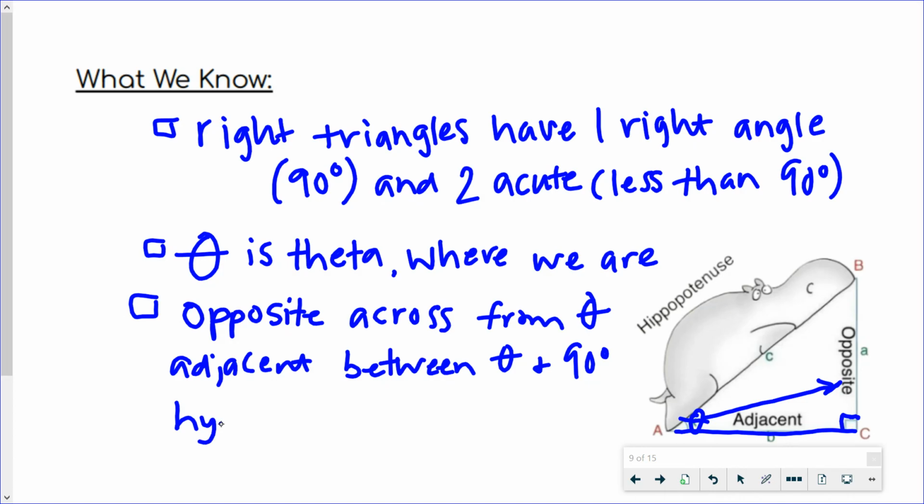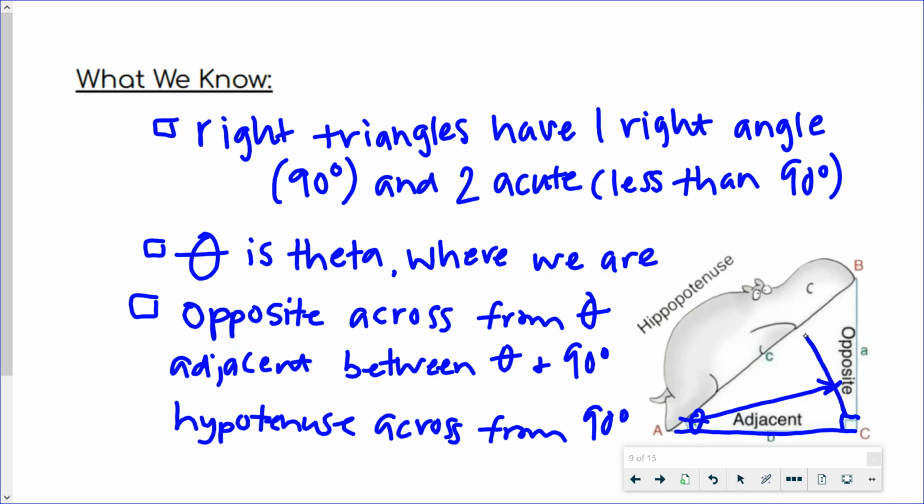And lastly, my hypotenuse is across from your 90 degree angle. So 90 degrees across the circle gives you your hippopotamus, or your hypotenuse with a hippo on it. So those are our reminders we want to keep in mind and some language we're going to use as we go through this.